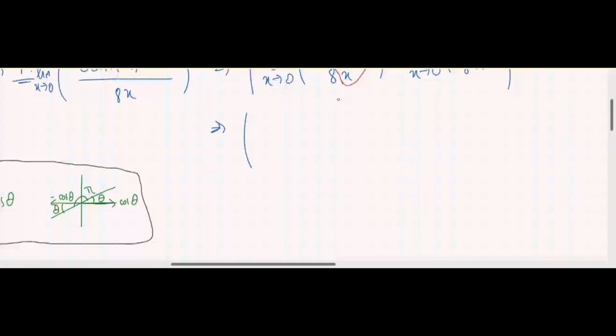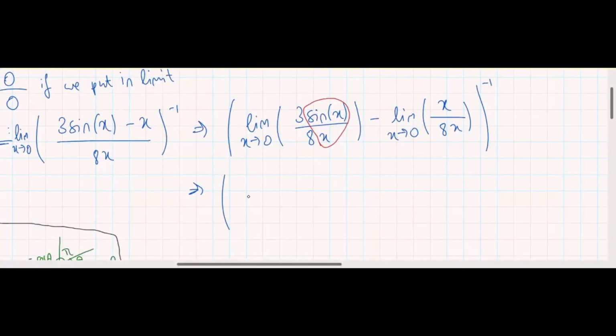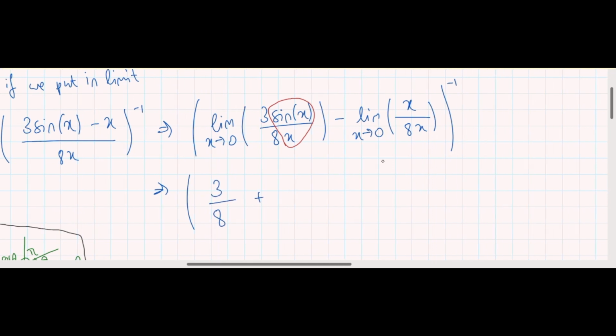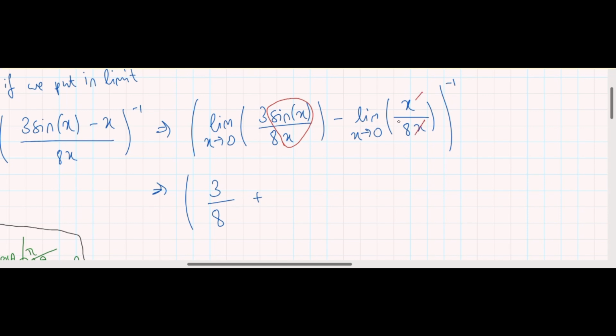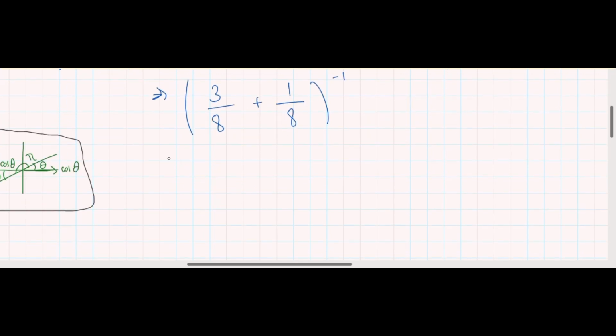So 3 sine x upon x from the first limit expression forms a 1, and you have 3 upon 8 remaining. The x's cancel out in the second limit expression, and you just have 1 upon 8 remaining, and all of this is raised to the power -1. So you get 4 upon 8 to the power -1. So you just get 2 as your answer, right? 2 is your answer, because this expression will be 1 upon 2 raised to the power -1, which is essentially 2. Yeah, so we are going to move on.